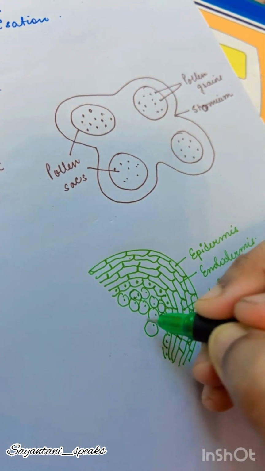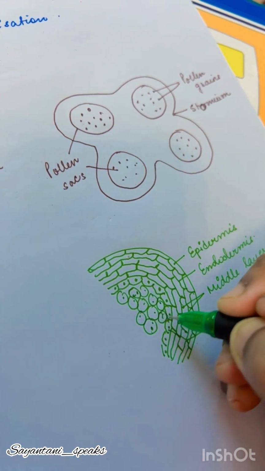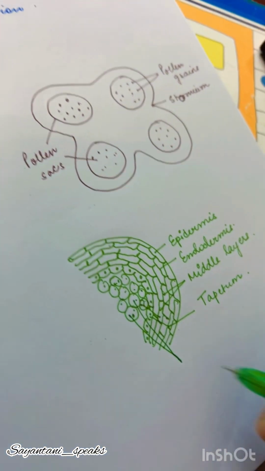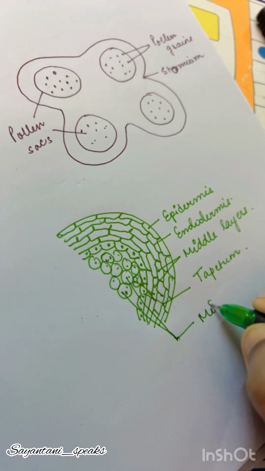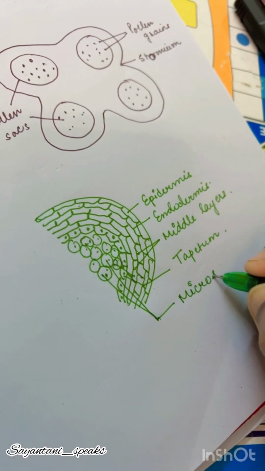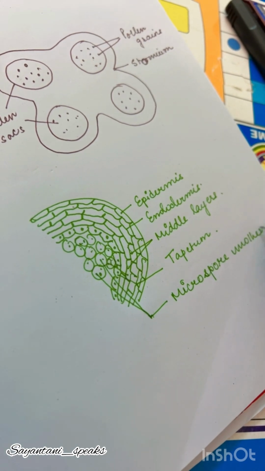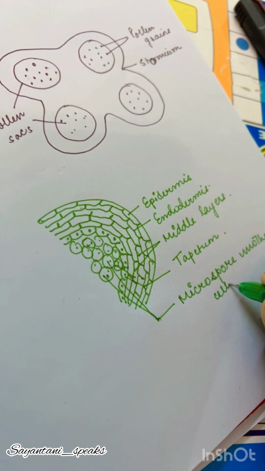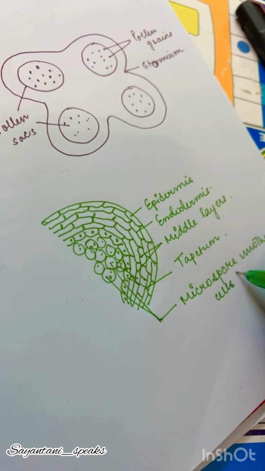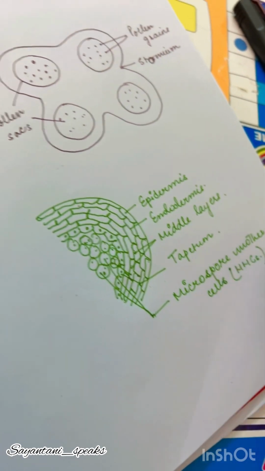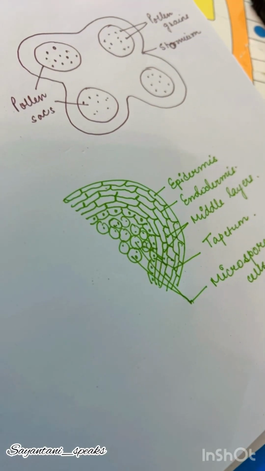So these are the microspore mother cells which form the pollen grains. We call them MMCs, or microspore mother cells, or they are known as the pollen mother cells. So we'll discuss the development of them.